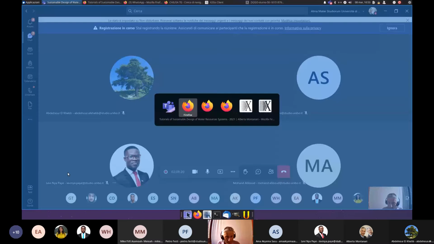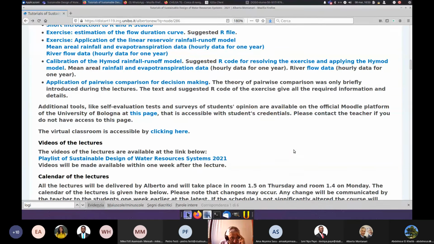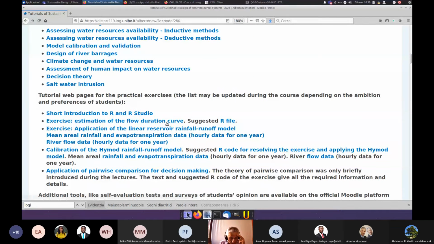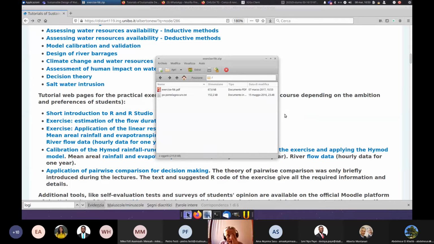Okay, very good. Now let me move forward, and let me share the screen. I am closing the PowerPoint, but let me share the screen. And the screen is here. Good. And let's go here on the web page of the course, and let's go to the exercises. And now, estimation of the flow duration curve. If you click here on estimation of the flow duration curve, you get a zip file. And if you open it, this is the content of the zip file. There is a PDF and there is a text file.